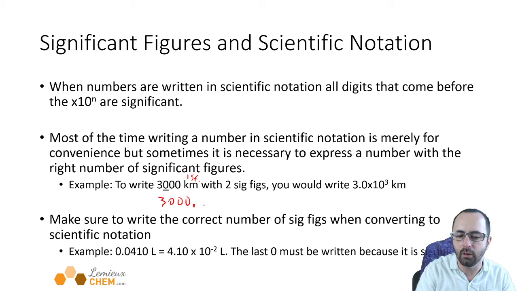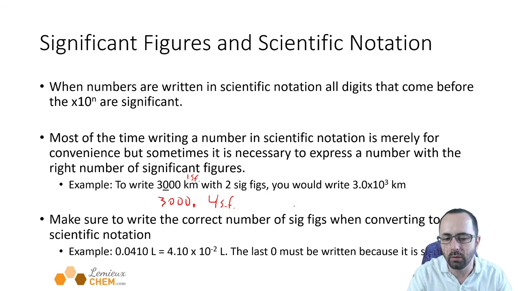well, this is written with 1 sig fig, we have right here, because the zeros are not significant. This is written with 4 sig figs. Neither of these are 2 sig figs. So what we can do instead is write this as 3.0 times 10 to the 3 power. And here now we have 2 sig figs, the 3 and the 0.